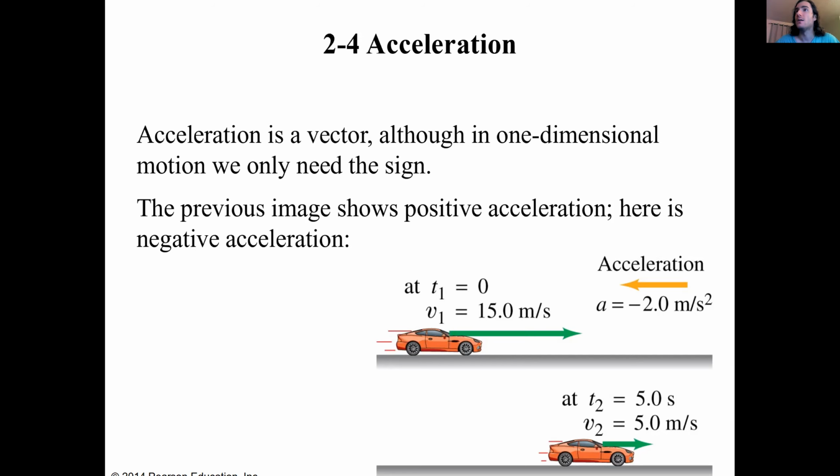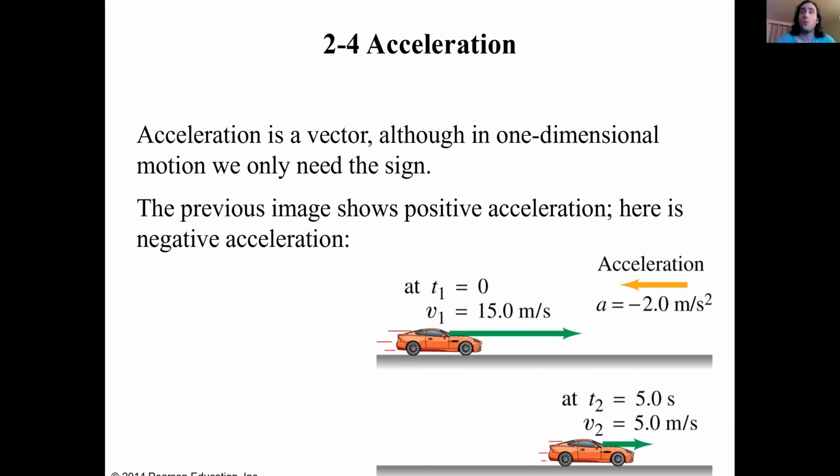Those are what we call scalars, or in other words, just numbers. They don't have direction, okay? So the acceleration is a vector, although in one-dimensional motion, we only need the sign. We only need a plus sign or a minus sign, right? We only need to know, is it along the positive x-axis or is it along the negative x-axis?